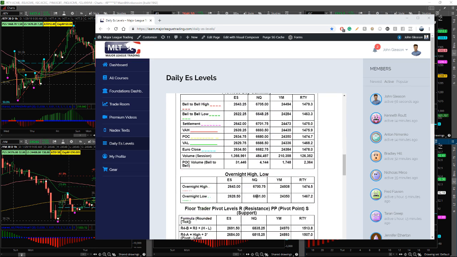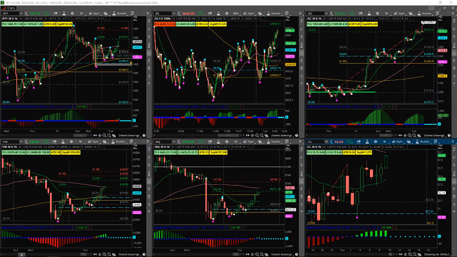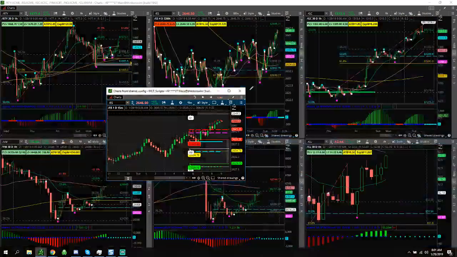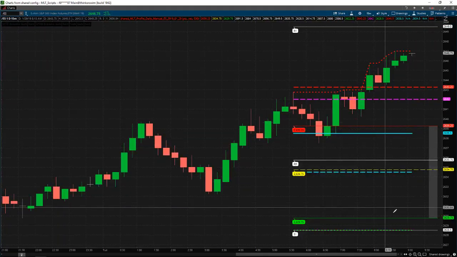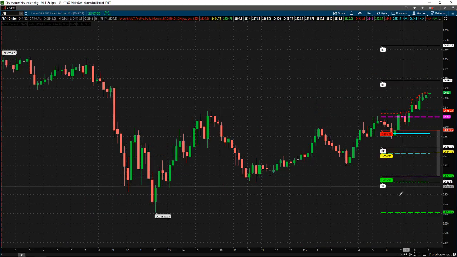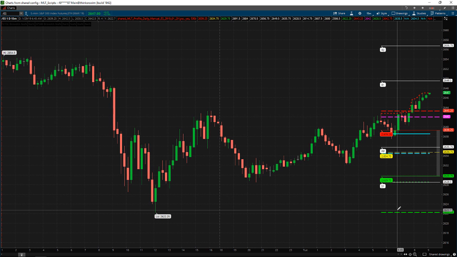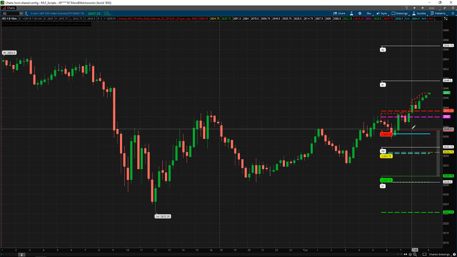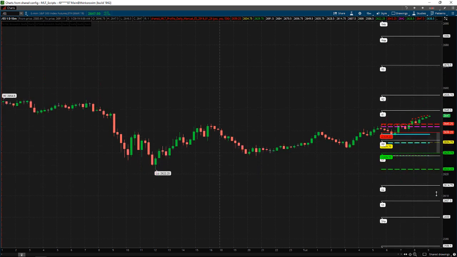Moving on now to our previous day's summary for the S&P 500 in our MLT grid, low down at 26.22 quarter. Settlement was 26.42. Value area high 26.39 quarter. Value area low. R4A is going to be up at 26.84. R3 comes in at 26.70 half.